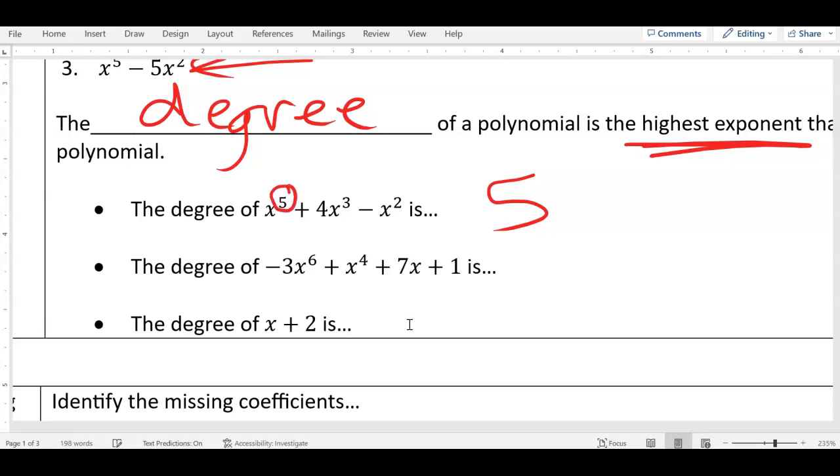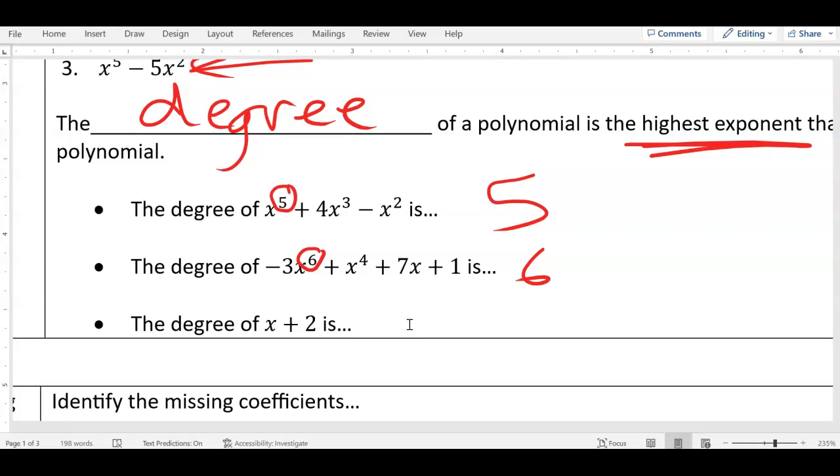6. It is 6. Now look, some people say 7 because they see a big old 7, but I don't care about the big coefficient. I care about the exponent up top. So the biggest exponent is 6. That's degree 6. Now, if there's no degree and it's just an x, what number is implied up here? 1. Does everyone know x is x to the 1?